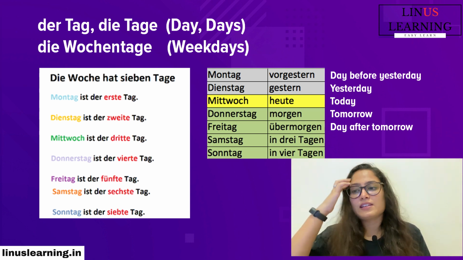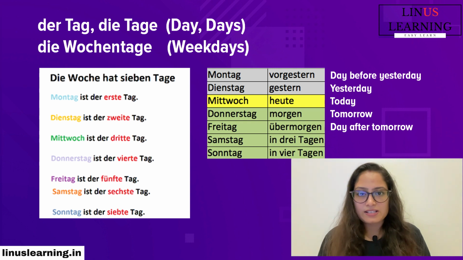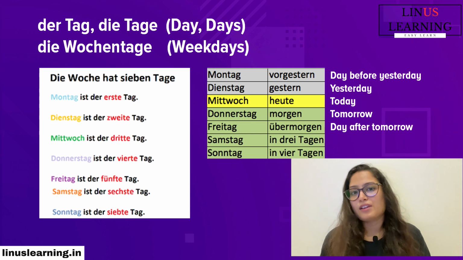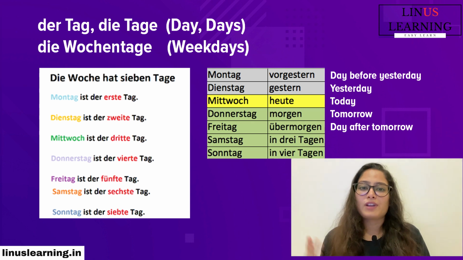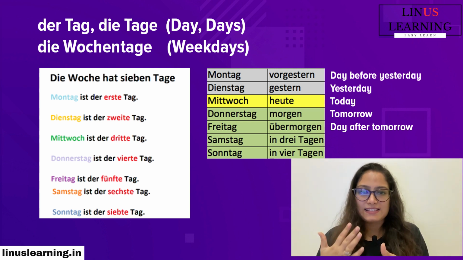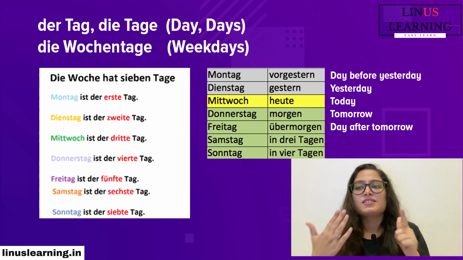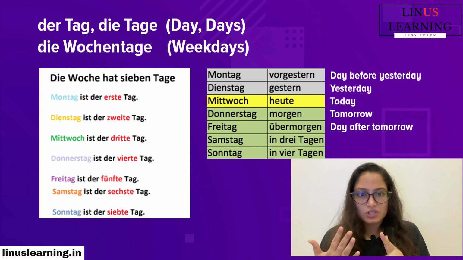Okay, so I'll say that once again. Montag ist der erste Tag. Dienstag ist der zweite Tag. Mittwoch ist der dritte Tag. Donnerstag ist der vierte Tag. Freitag ist der fünfte Tag. Samstag ist der sechste Tag. Sonntag ist der siebte Tag.